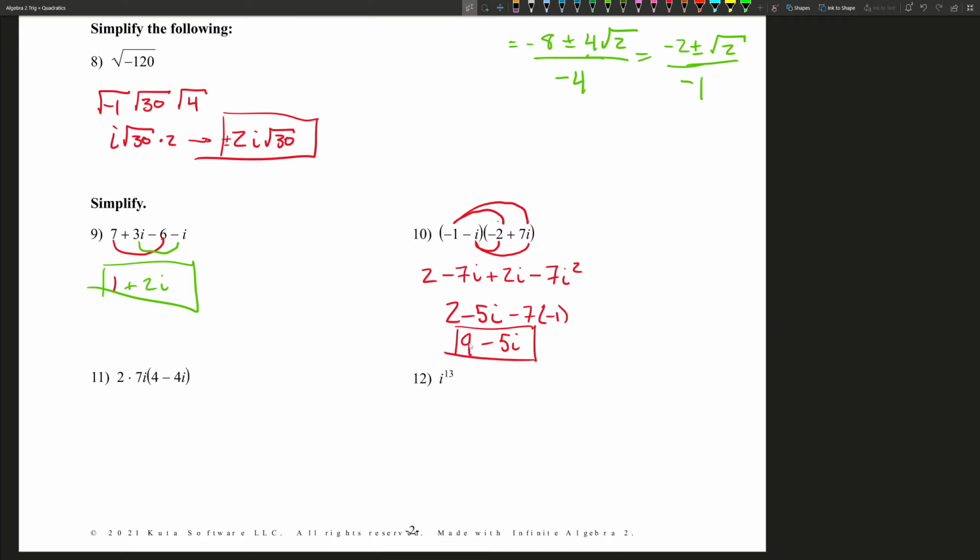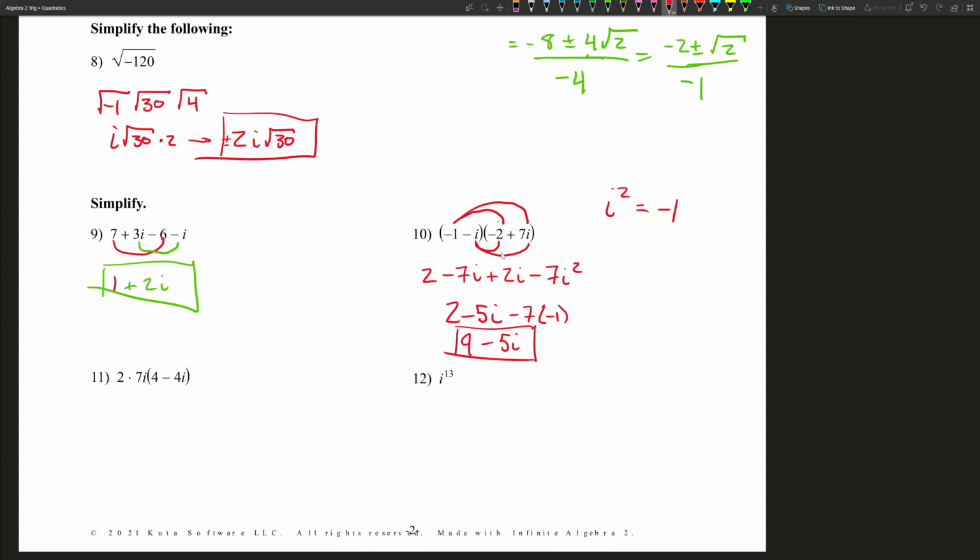So that's the harder one probably on this one, but all we're doing is FOILing, and we have to keep in mind that i squared is always going to be equal to negative 1. If you understand that fact, this part should be pretty straightforward.